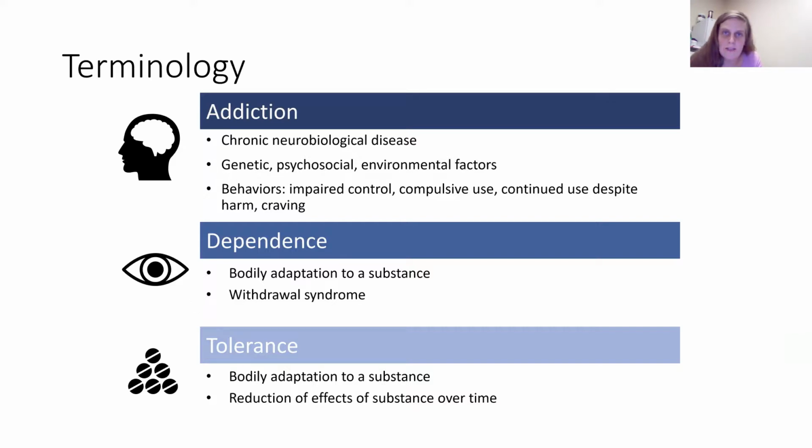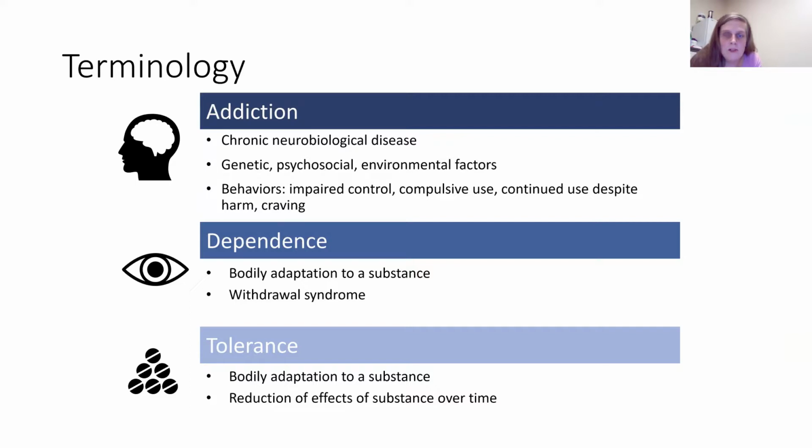That's in contrast to two sort of more physical aspects of medications like opioids, which are dependence and tolerance. So dependence is a bodily adaptation to a substance. Many different substances have this, opioids, certain antidepressants, many different things. And it exhibits a withdrawal syndrome if you've been taking the medicine for a long time and then suddenly stop taking it. Tolerance is a little bit different, and that's also a bodily adaptation to a substance. And that is where you see reduced effects of the same dose of the substance over time.